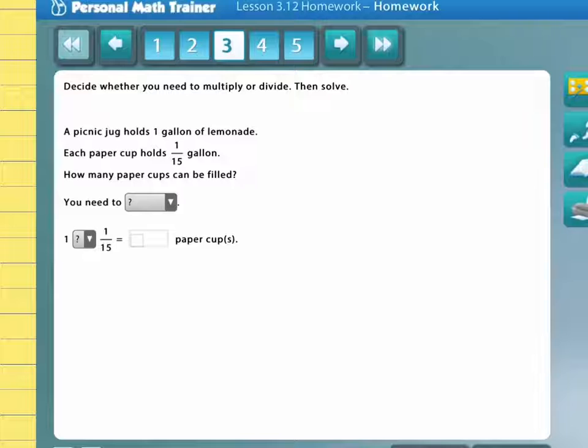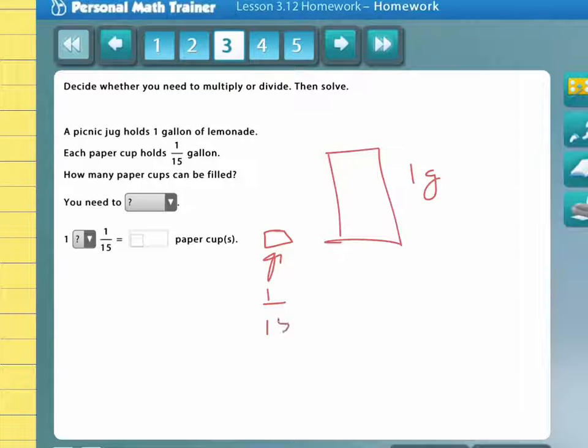A picnic jug holds 1 gallon of lemonade. So first thing I'm going to do is draw that, and we're going to make that 1 gallon. Each paper cup, if I do a small paper cup right here, will hold 1/15 of a gallon. How many paper cups can be filled? So if I take this cup, how many of these cups can I fill with this 1 gallon of lemonade?